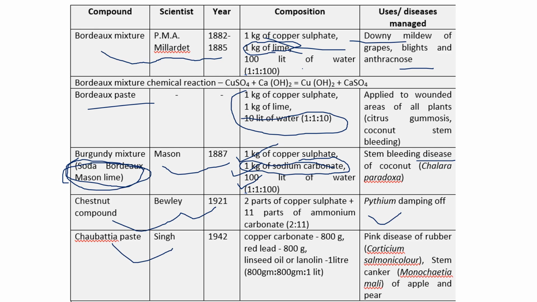Chaubattia paste, developed by Singh in 1942: 800 grams of copper carbonate, 800 grams of red lead, and 1 liter of linseed oil. Generally used for pink disease of rubber, which is caused by Corticium salmonicolor, or stem canker, which is caused by Monochaetia mali of apple and pear.